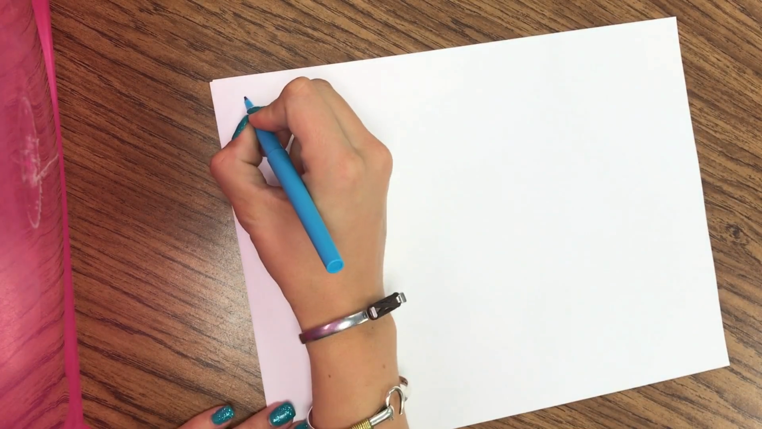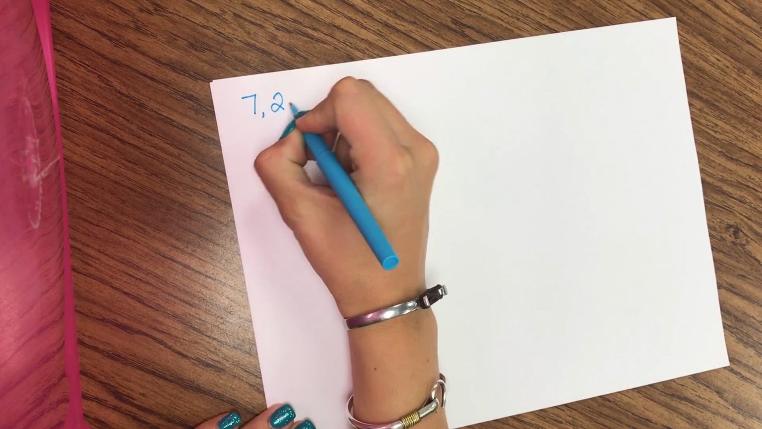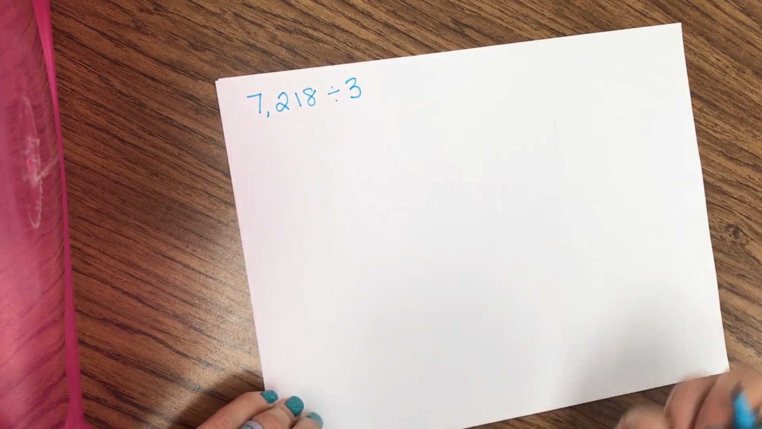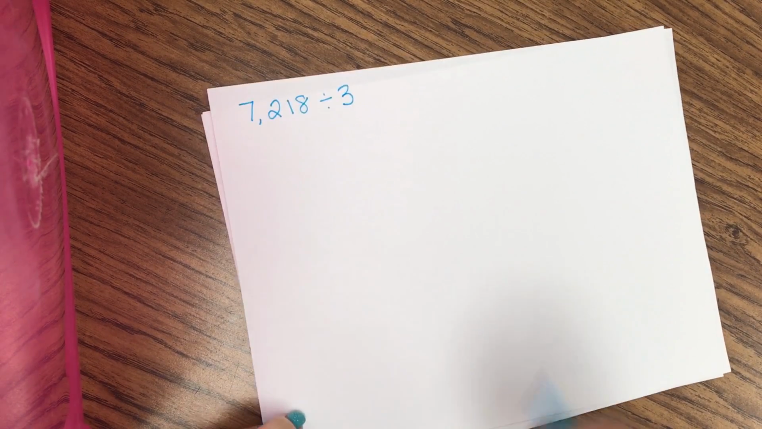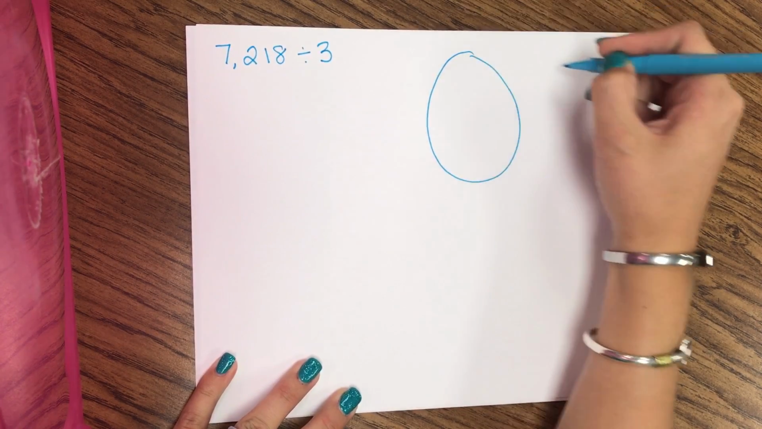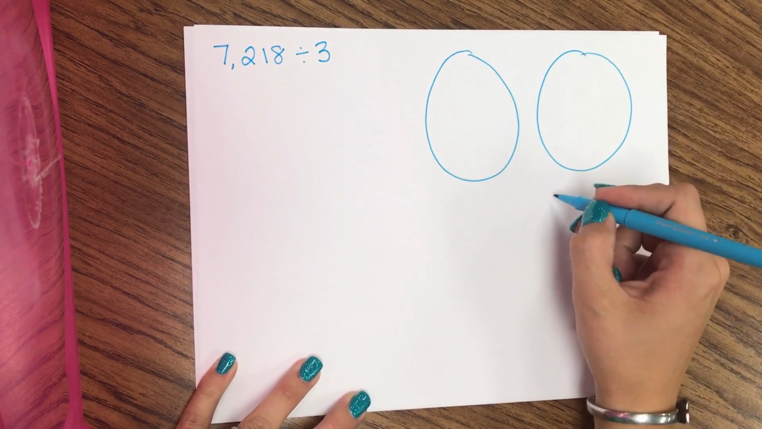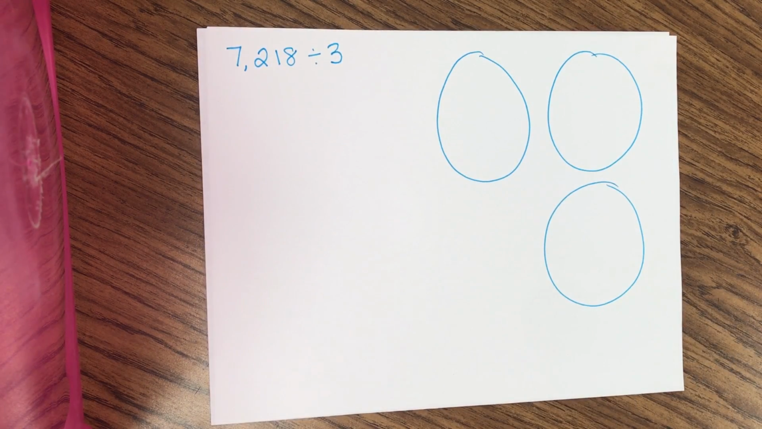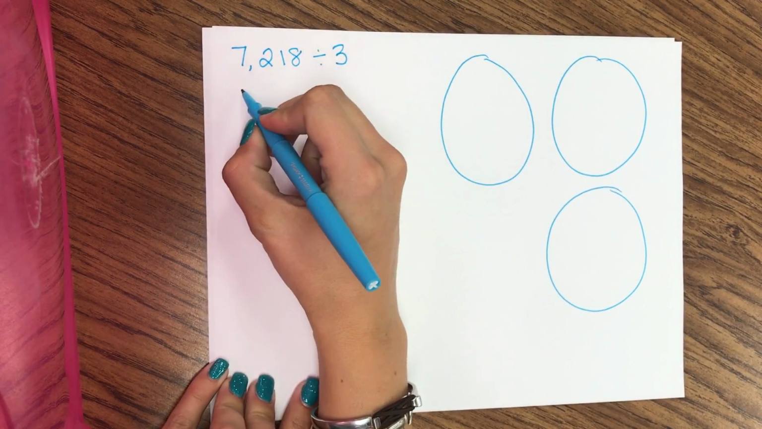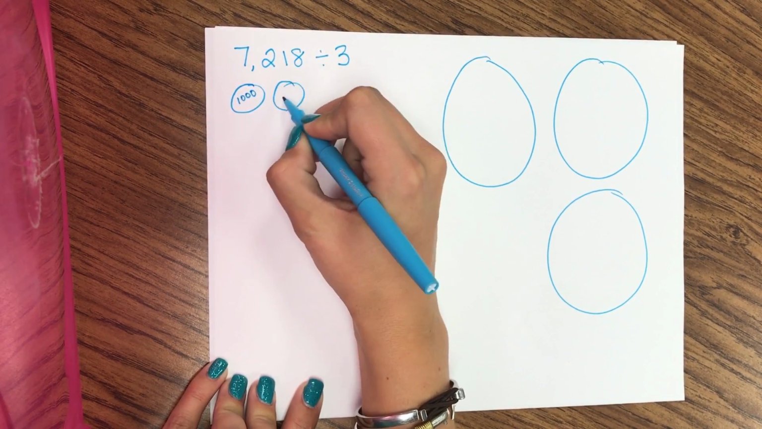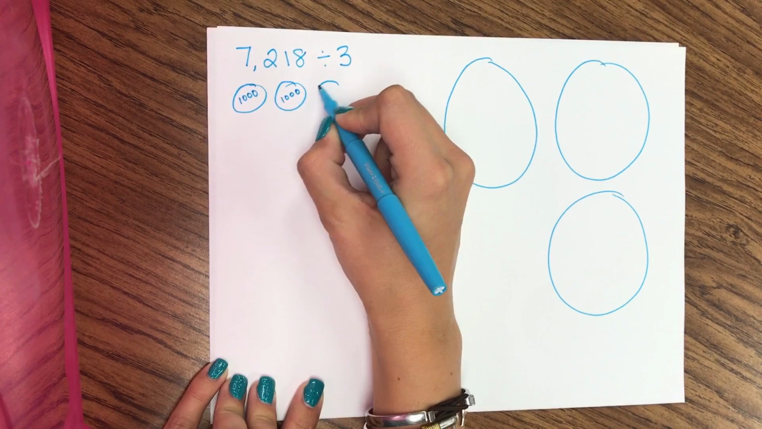Okay, we're going to do the number 7,218 divided by 3. So I am going to start out drawing my 3 circles since I'm dividing by 3. And then I'm going to go ahead and show the 7,000. Now, I'm not good at drawing those cubes, so I'm just going to draw circles and write that each one is worth 1,000.